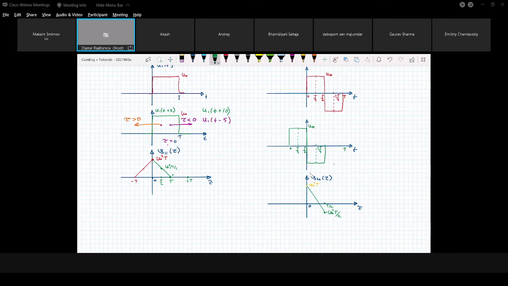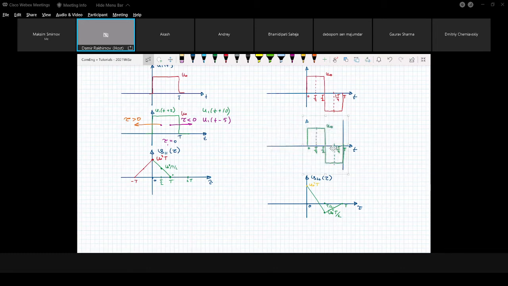Okay, and then if we go further and move it to the point corresponding to t, what will be the result? 0. So at the point that corresponds to t, we have 0.